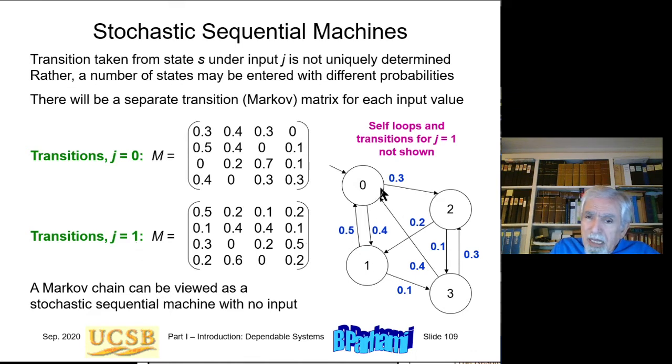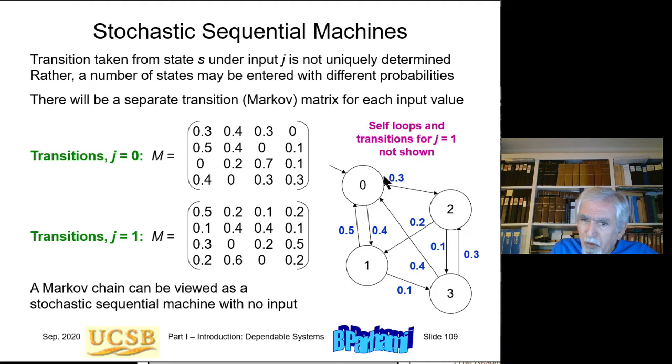So basically, I have to put on these arrows now, as we do with sequential machines. For input 0, what happens? This is for input 0. And for input 1, this transition from 0 to 2, instead of being 0.3, will be 0.1. Okay, I haven't drawn that. So this is just the transitions for input being 0.